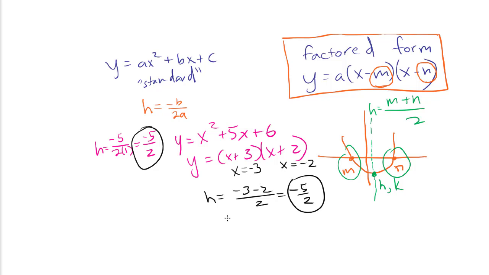Almost easier. How would I find the k? Well, I'm going to plug that value back in. In many cases, plugging back into the factored form is even easier, because notice minus 5 halves is minus 2.5. So minus 2.5 plus 3 is going to be a half, and then minus 2.5 plus 2 is going to be minus a half.